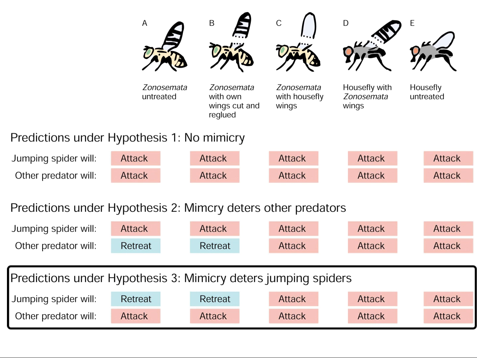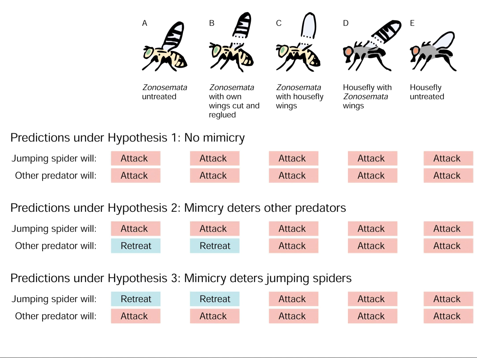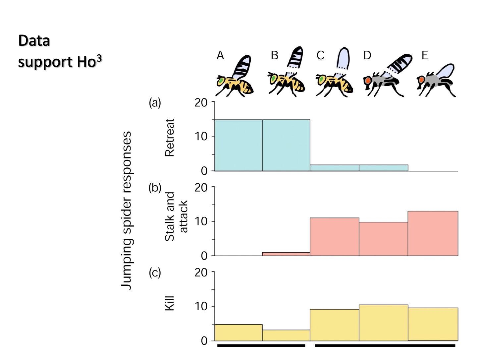And so in that case, the jumping spiders would retreat when they saw the fly with the spider-like wings and the movement of the legs, which mimicked a territorial display by the spider. And here are the results.